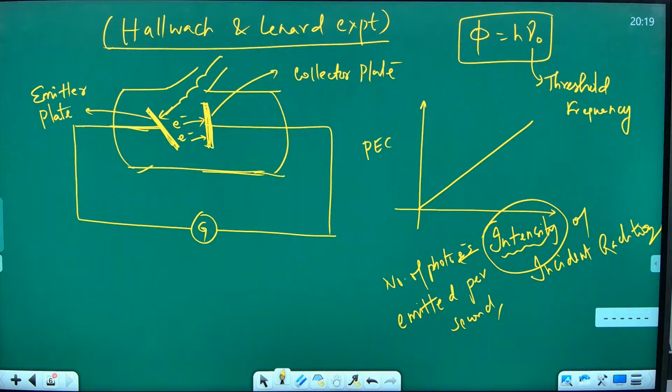H nu will give you the energy of the incident radiation. H nu naught will give you the work function. And what is the energy remaining? Half mv max square. So it's a kinetic energy. What you told is actually Einstein's photoelectric equation, one big, important topic: h nu is equal to h nu naught plus half mv square. Okay, we'll talk about that.